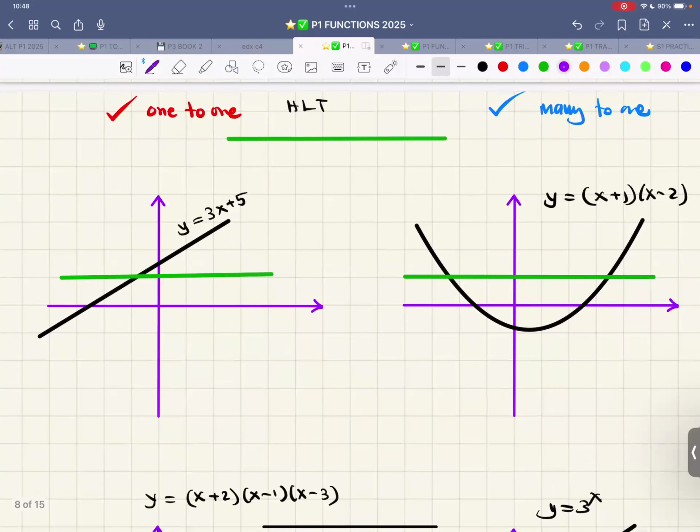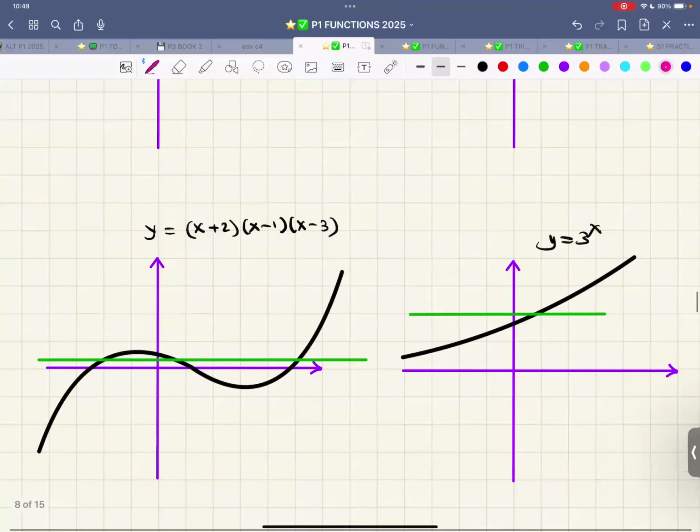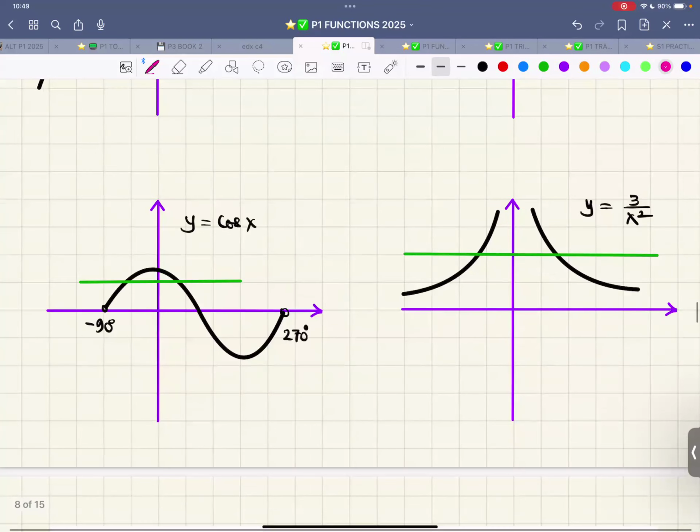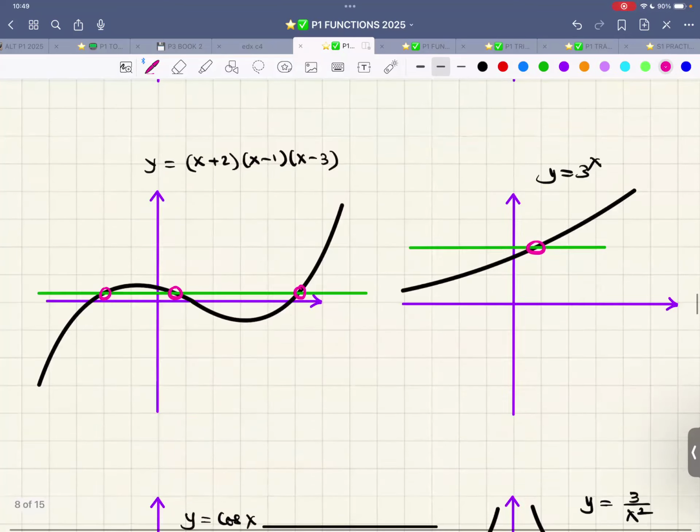So first of all, let me mark it. And it's over here. It's cutting at 1 point. It's cutting at 2 points. It's cutting at 3 points. It's cutting at 1 point. It's cutting at 2 points. It's cutting at 2 points.